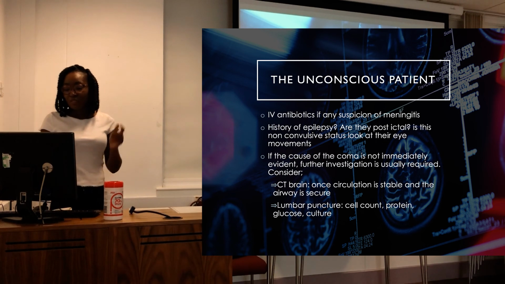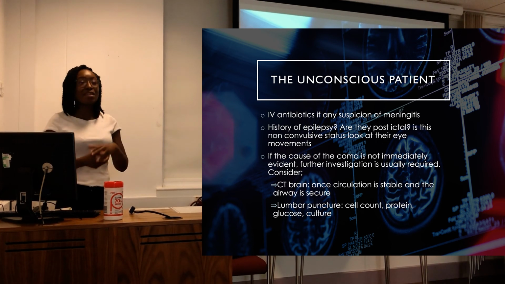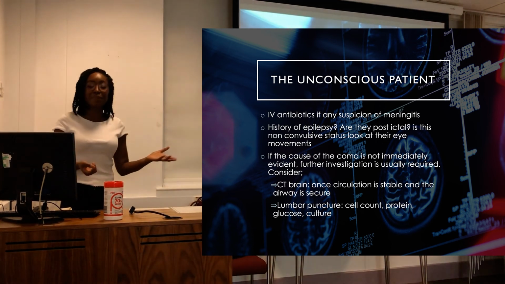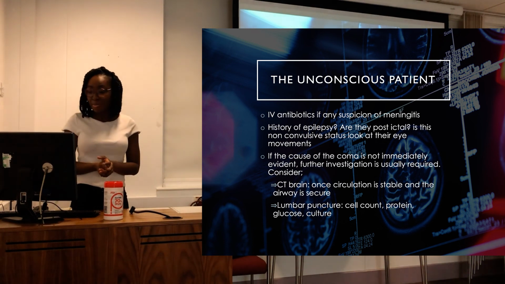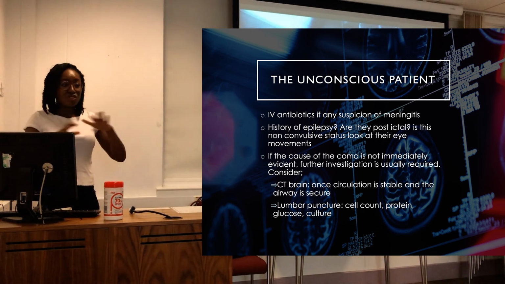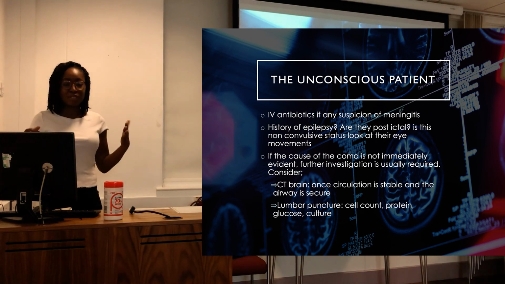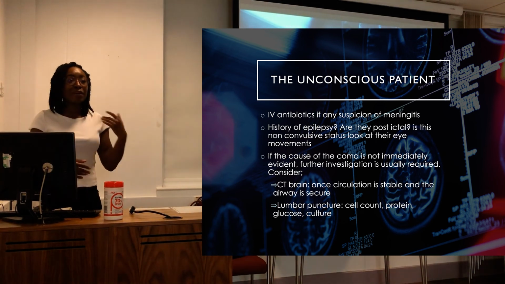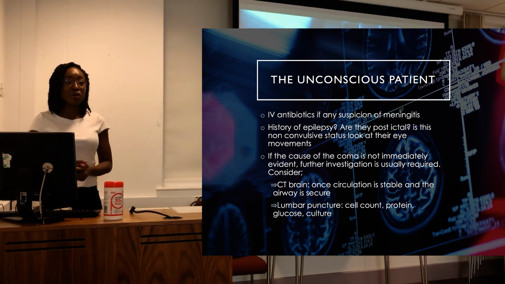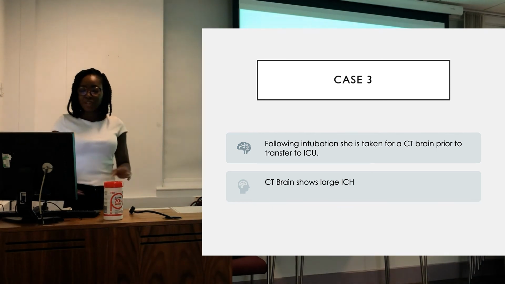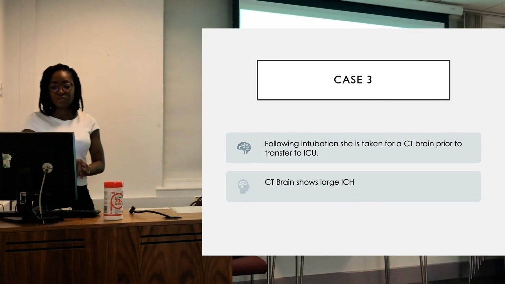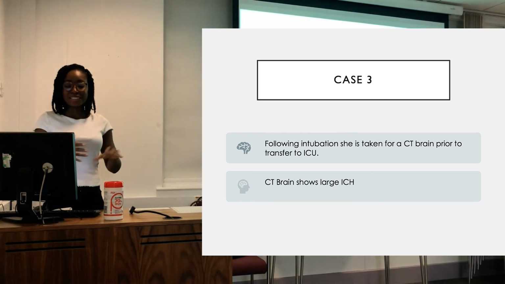If the cause of coma is not immediately evident, then they may need further investigation. So like this patient, they had to go for a CT brain. And you do that once the patient's completely stable, obviously. If they've had to be intubated, they go for the CT brain. And when they're stable, then you can do a lumbar puncture as well if you're thinking that might help your diagnosis.